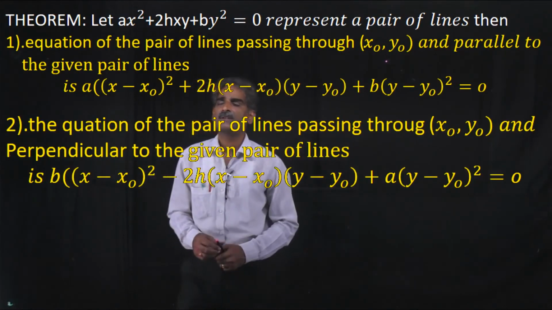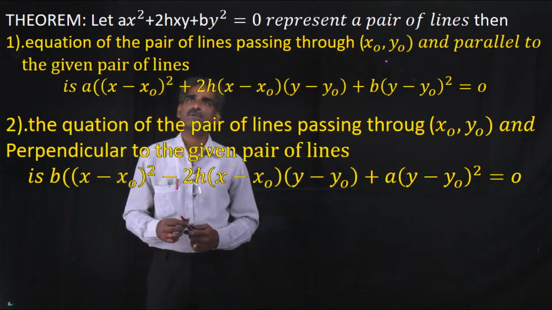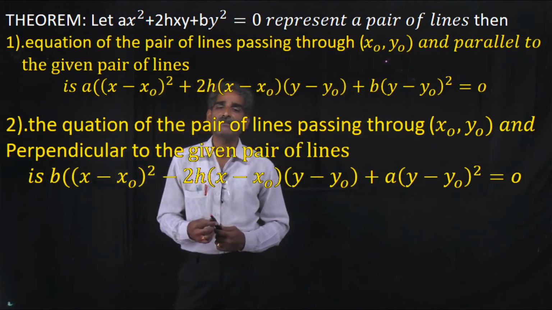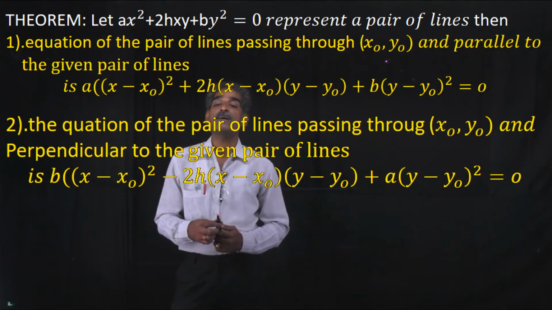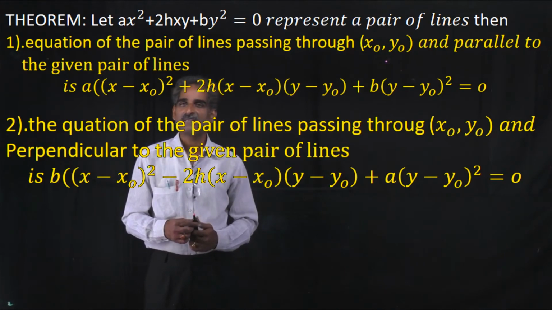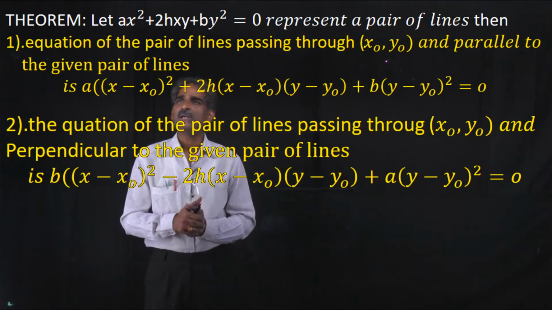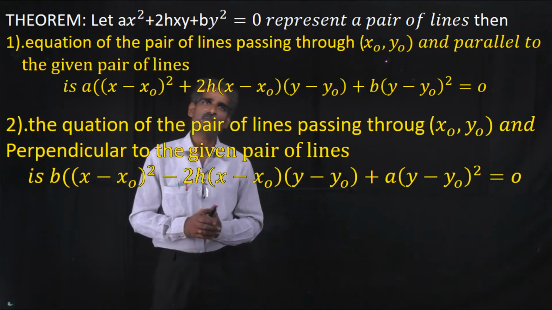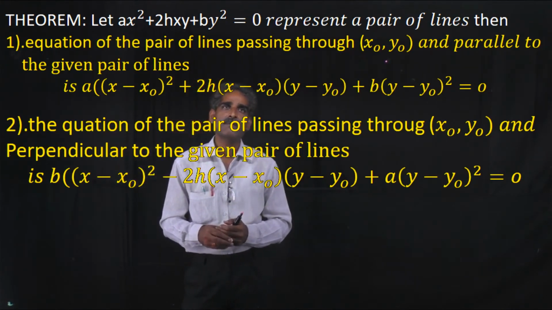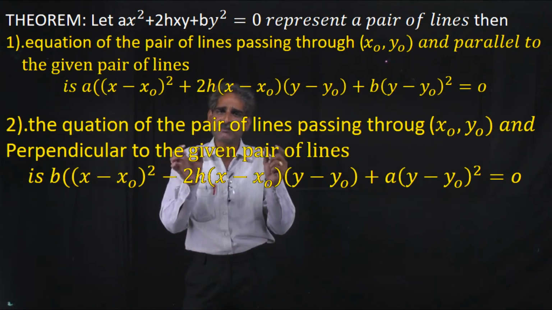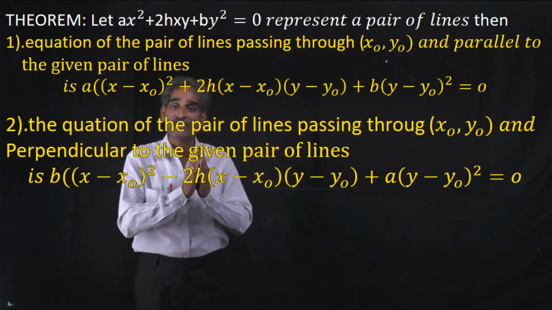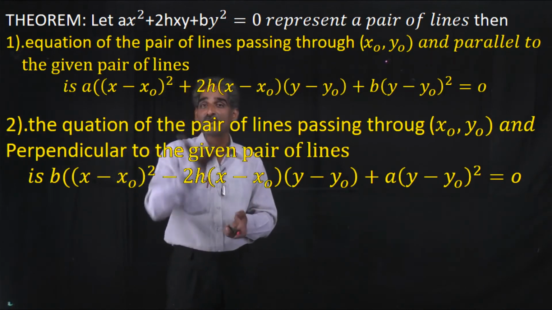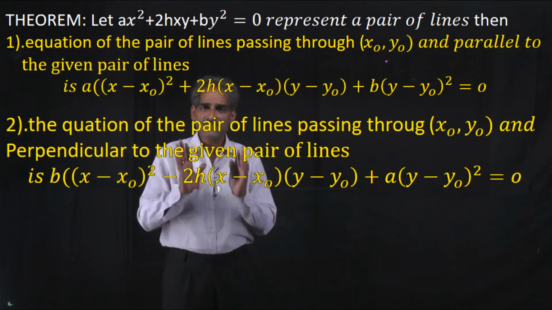See this theorem. Let ax² + 2hxy + by² = 0 represent a pair of lines. Then the equation of the pair of lines passing through (x0, y0) and parallel to the above pair is a(x − x0)² + 2h(x − x0)(y − y0) + b(y − y0)². Just replace x by x − x0 and y by y − y0 in the above equation. We will get the equation of the pair of lines passing through (x0, y0) and parallel to the given. Understand? That is the formula.